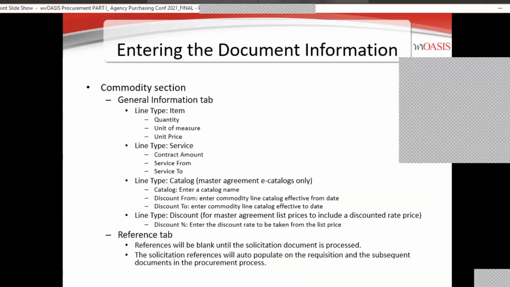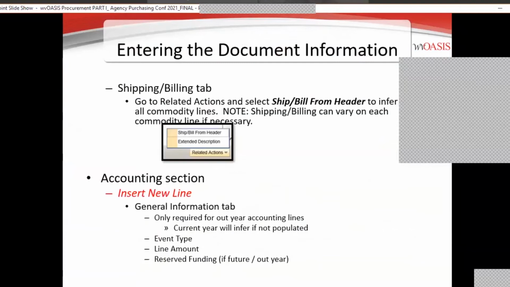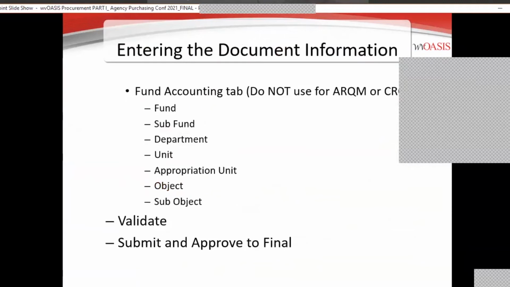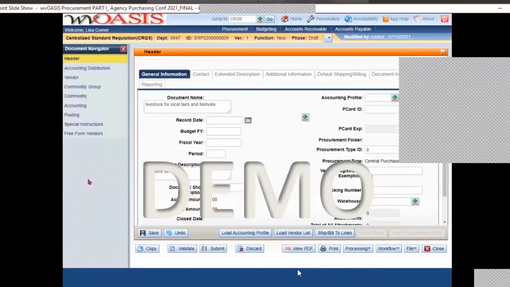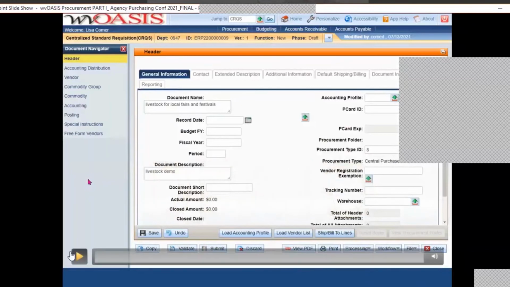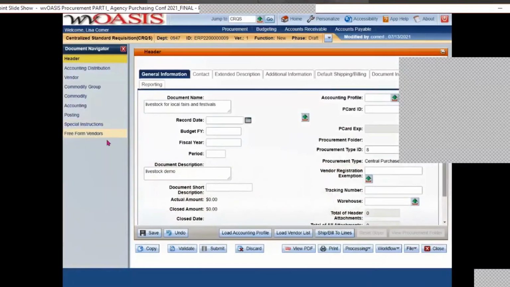I felt some of you needed that repeated and I was going to play it again, but we won't. Okay, so we'll move on to the commodity section next. And again, there are some slides for the commodity and the accounting sections if you wanted to follow along on that checklist. And we'll demonstrate those sections of the requisition as well.